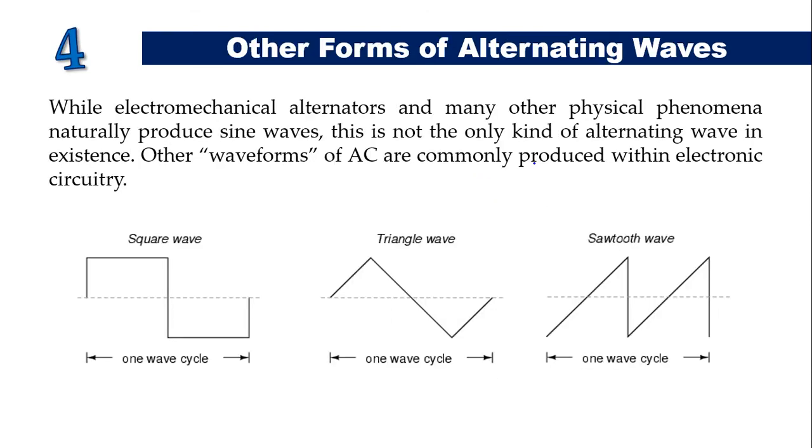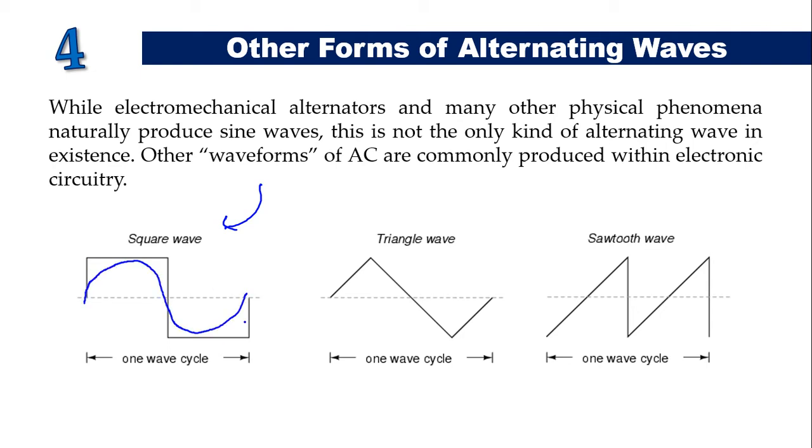Meron tayo rito. So, other forms of alternating waves. What do we have here? So, while electromechanical alternators and many other physical phenomena naturally produces sine waves, this is not the only kind of alternating wave na nag-exist. Okay? Meron ding iba. So, other waveforms of AC are commonly produced within electronic circuitry. So, pwede tayong mag-produce na iba't ibang klase ng waveforms using electronic circuits. Okay, katulad ng sine wave. Okay? Square wave. Ganyan na itsura ng isang square wave.